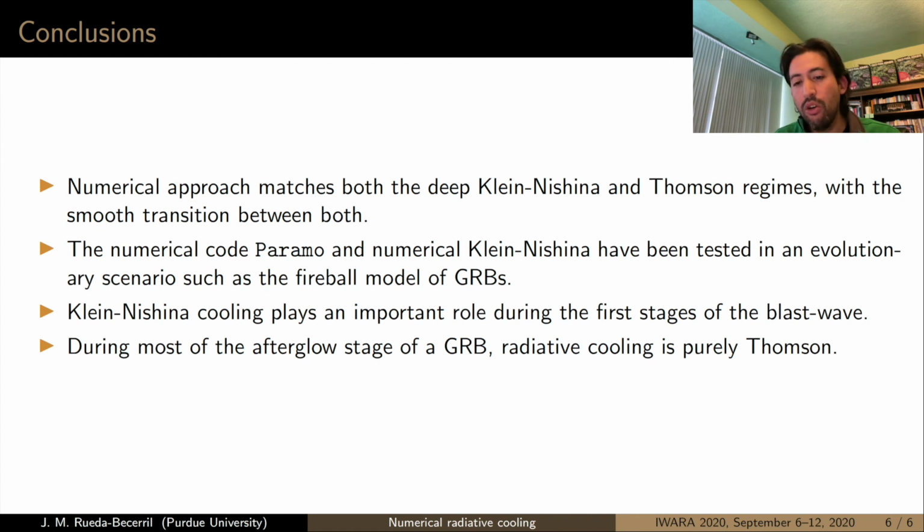This numerical code with the Klein-Nishina corrections has been tested in an evolutionary scenario, such as the fireball model of gamma ray bursts. The Klein-Nishina cooling plays an important role during the first stages of the blast wave, as we have seen, and during most of the afterglow stage of the gamma ray burst, radiative cooling is purely Thomson.